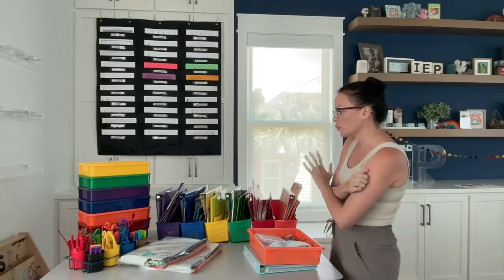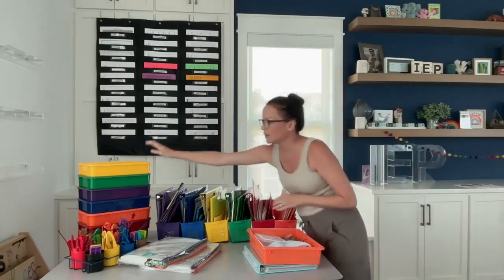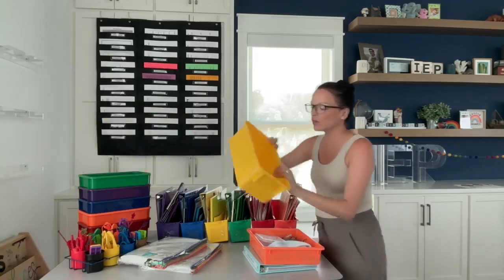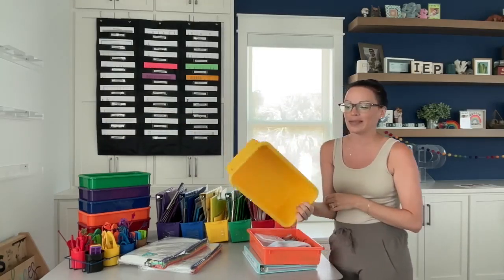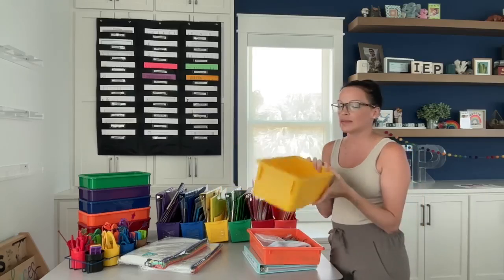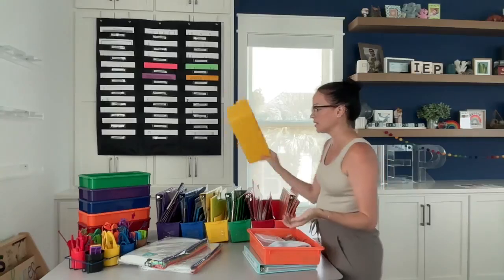And so the first way that I have color coded, and this is how it started, was with these bins here. So these are like a shoebox size bin. They are from Lakeshore Learning. They're very durable. I've had these almost a decade, and so they've held up very, very well. You can wash them with soap and water, and they're fantastic.